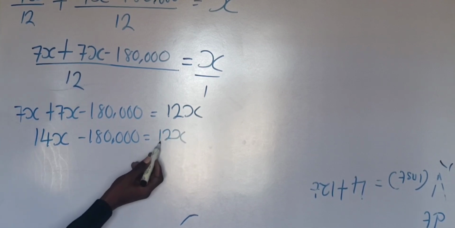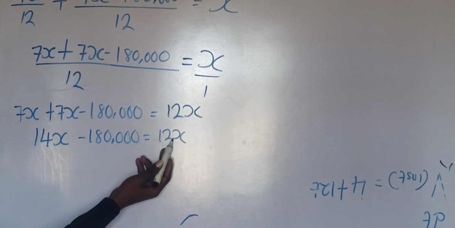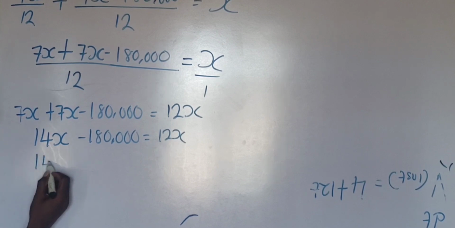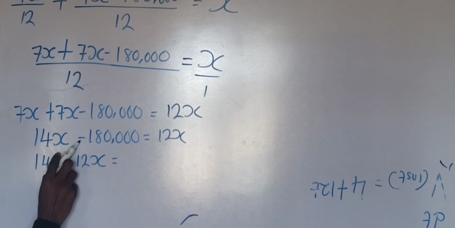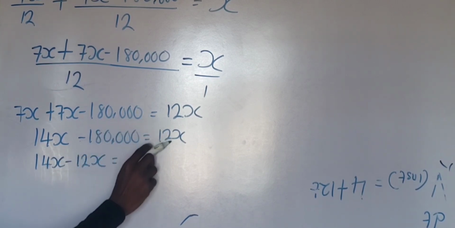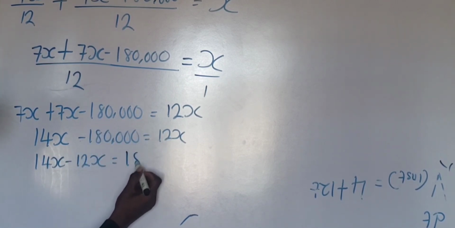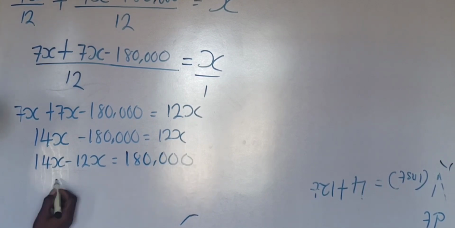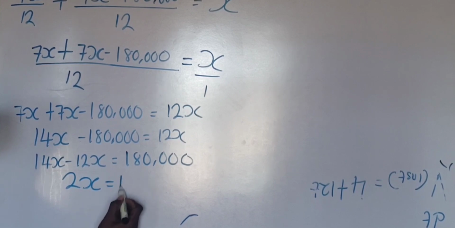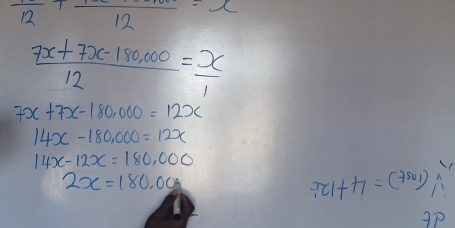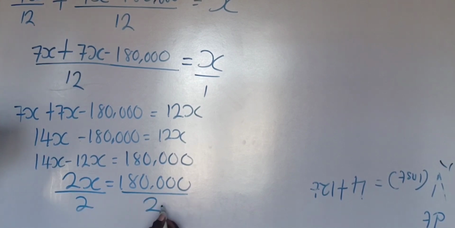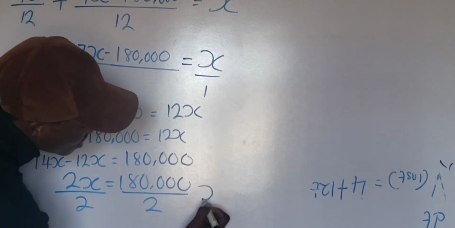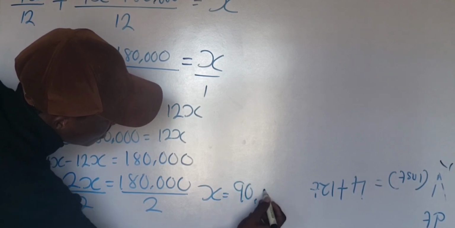Okay, now we are going to collect like terms. When this 12x crosses the equals sign, I'm going to have 14x minus 12x, and if negative 180,000 naira crosses the equals sign, you change it to positive, so I'm going to have equals to 180,000. So this will be 14x minus 12x, that is 2x. 2x is equal to 180,000. Now divide both sides by 2. For this, x will be equal to 90,000. x is equal to 90,000.